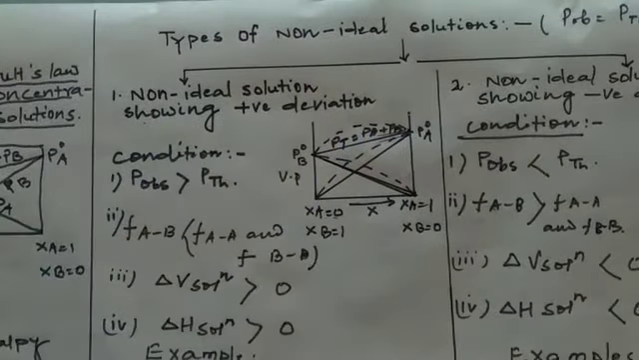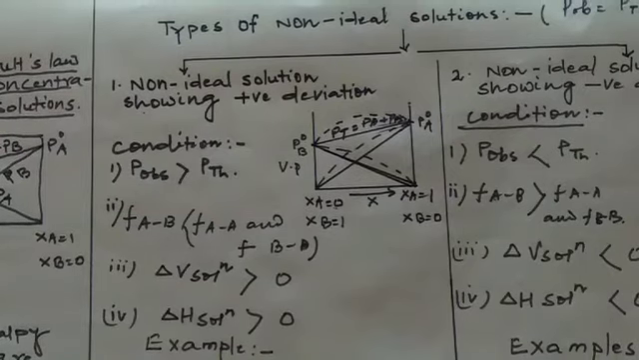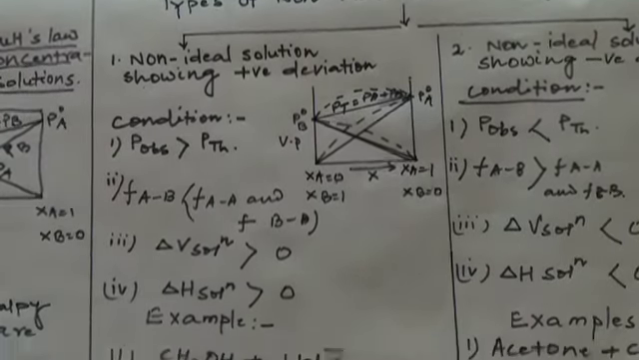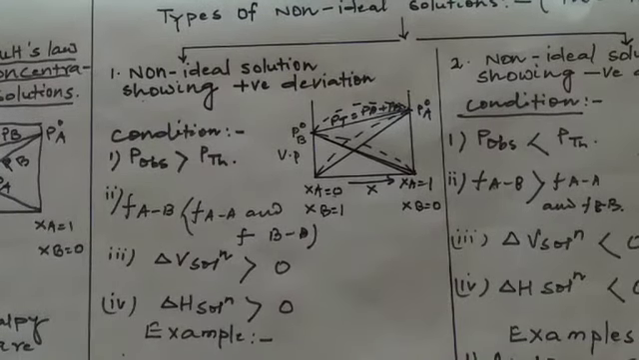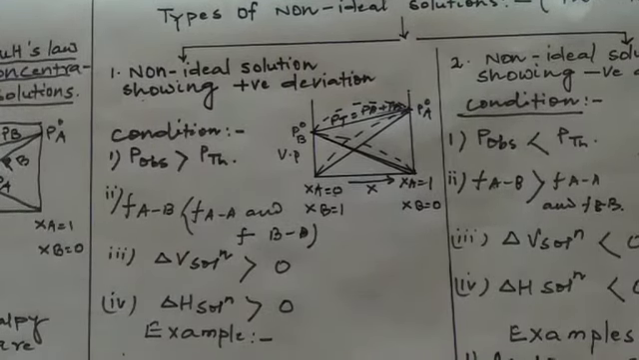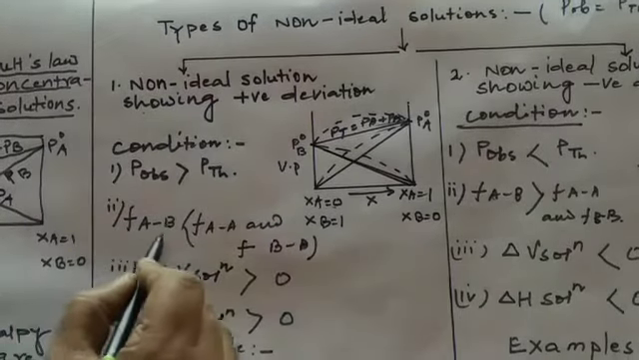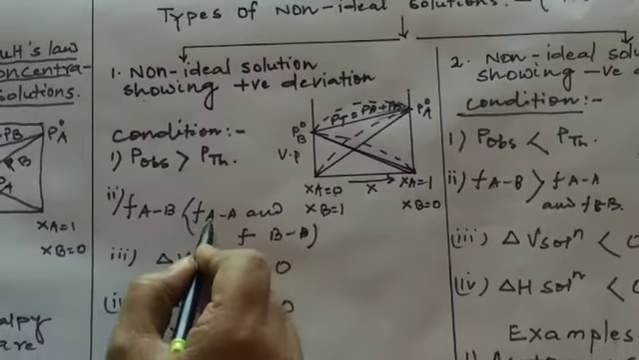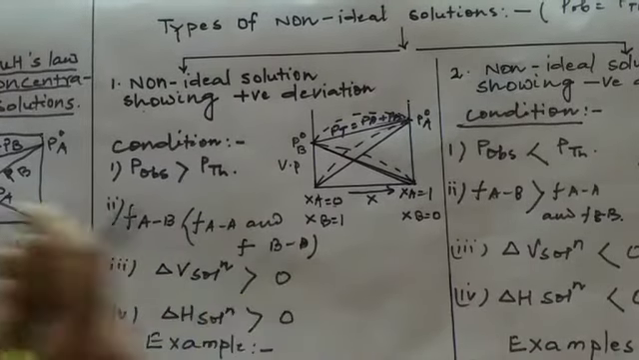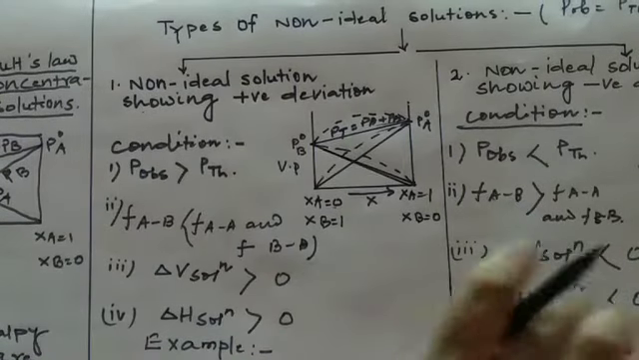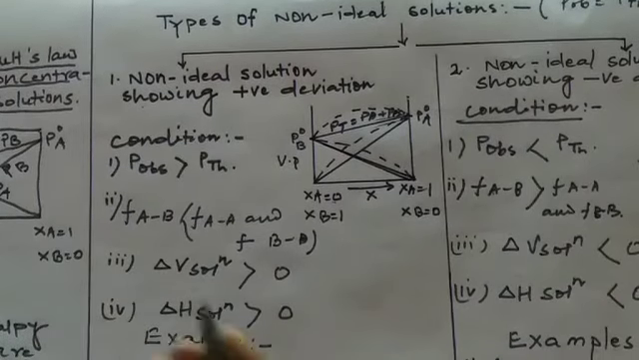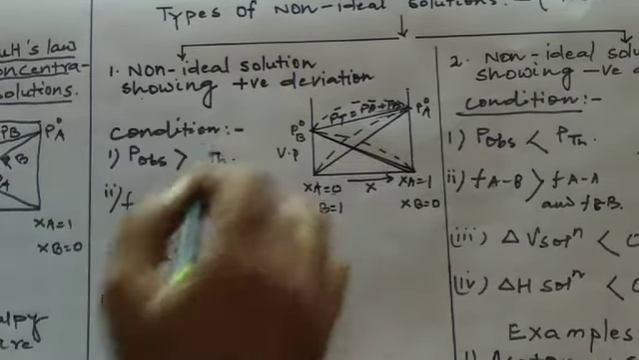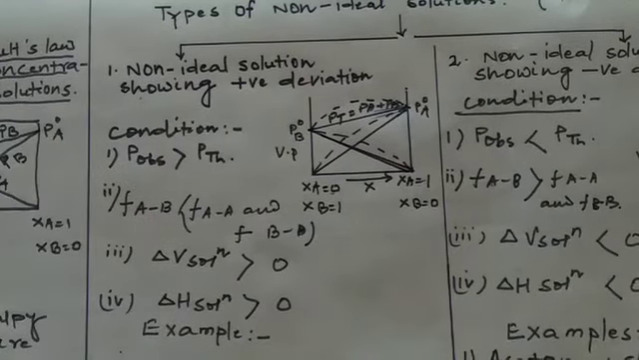showing positive deviation. Apart from that, there are other conditions which also require to be fulfilled. What are those? A solution showing positive deviation means the interaction between the two components A and B is very weak. That means FAB is less than FAA and FBB. That means the two components hate each other, so they show positive deviation from ideal behavior. So it is a non-ideal solution with positive deviation.